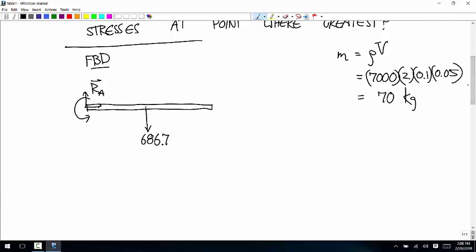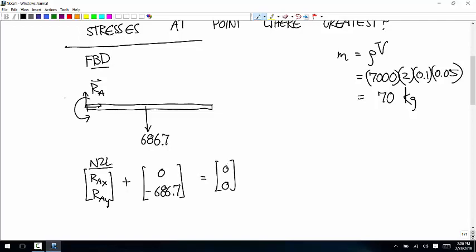Okay, so now Newton's second law says RAX, RAY plus 0, negative 686.7 is equal to zeros. So the force at the wall is 0 for X, and positive 686.7 for y.